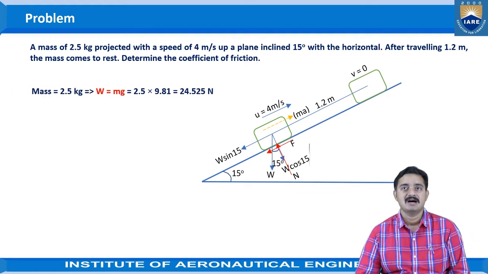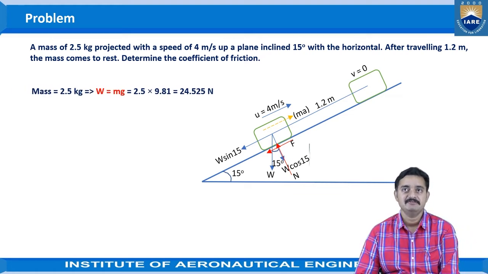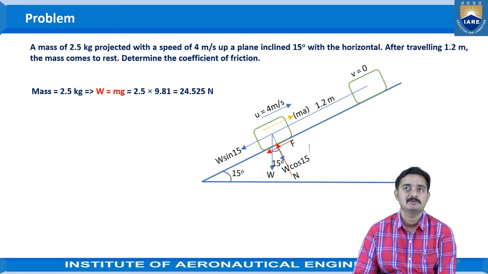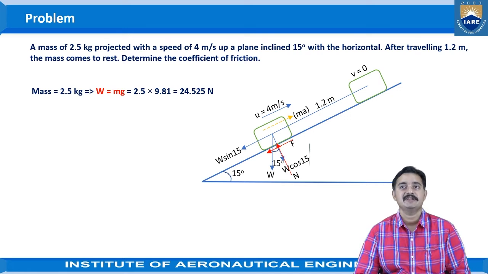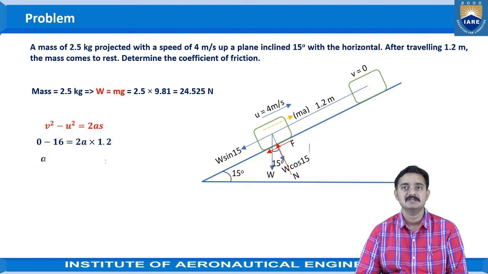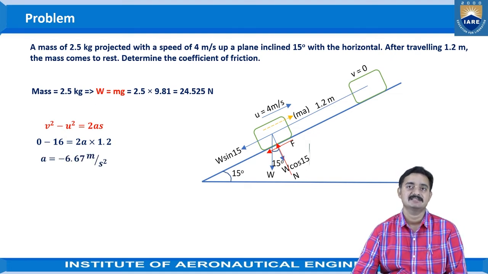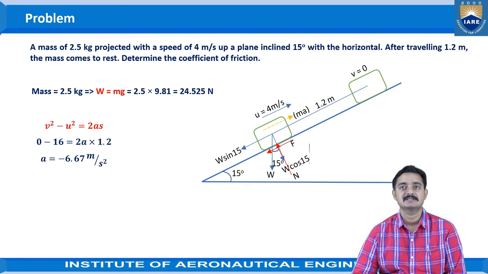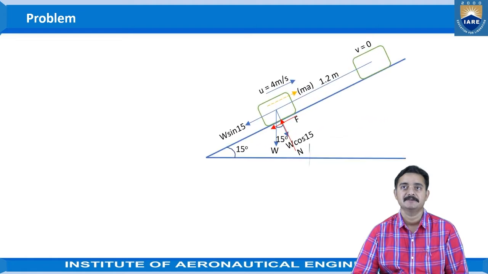Now coming to the mass, which is given as 2.5 kg. From this we can obtain the value of W as 24.525 newtons. And if we apply the equation of motion v square minus u square equals 2as and substitute the values, we have the final velocity, the initial velocity and the distance to which the object is moving. So ultimately we can get the value of acceleration as minus 6.67 meters per second square. This represents that it is decelerating.